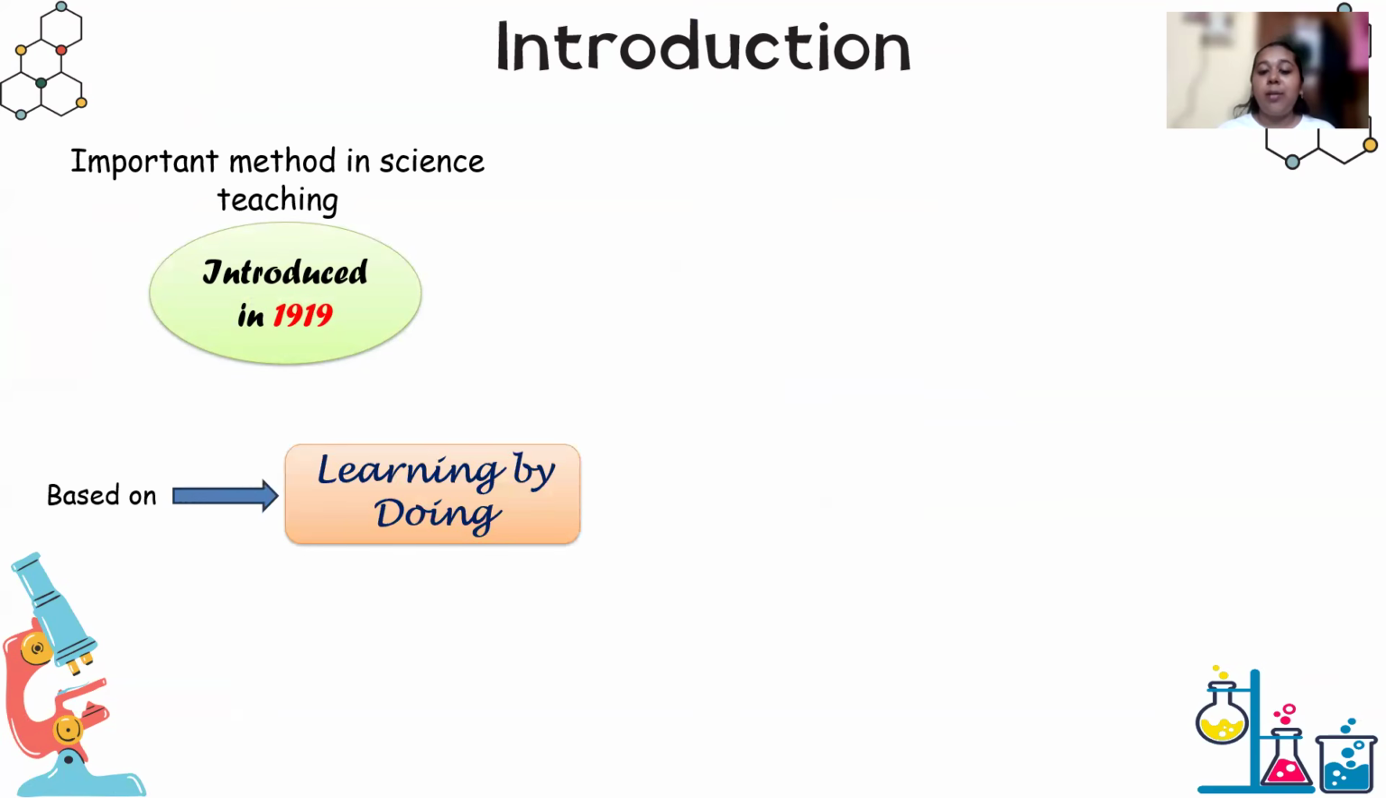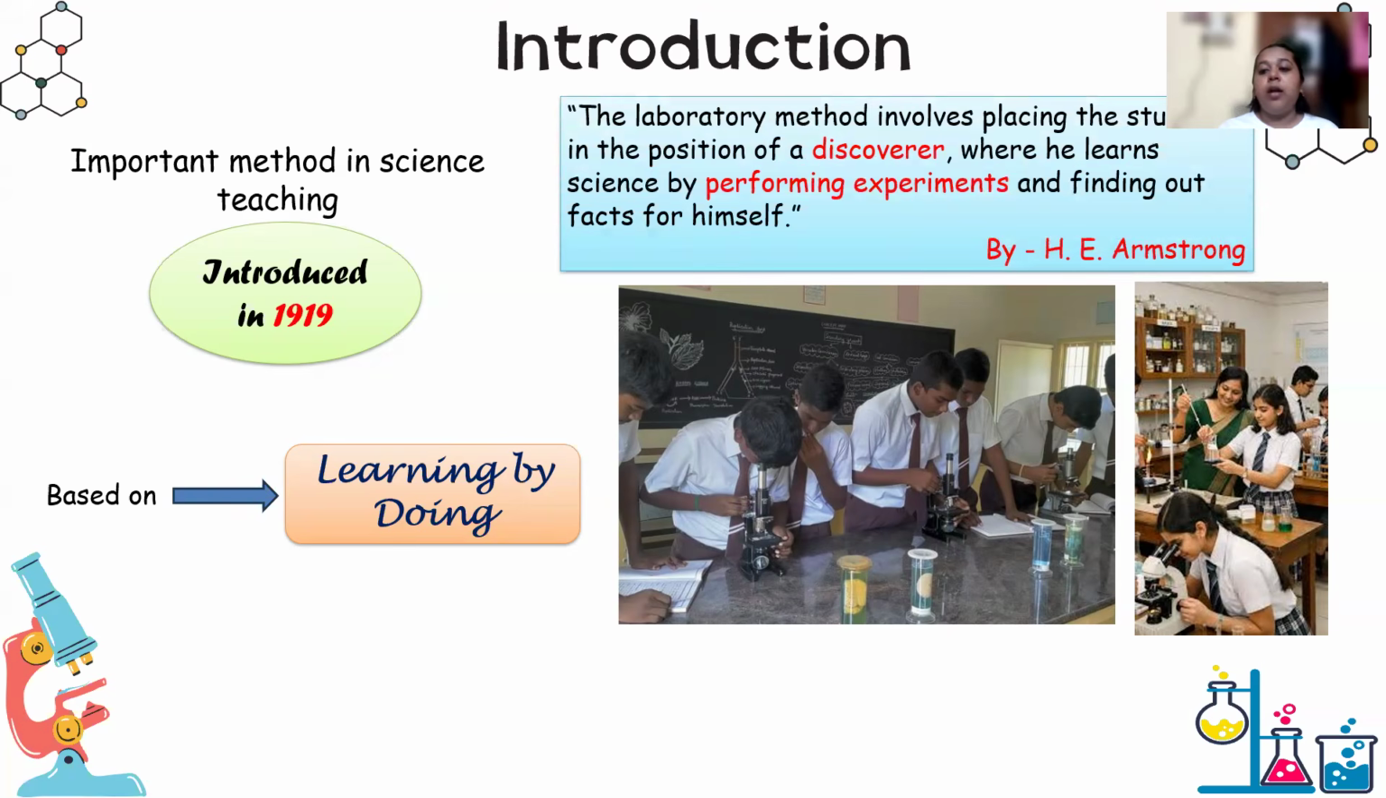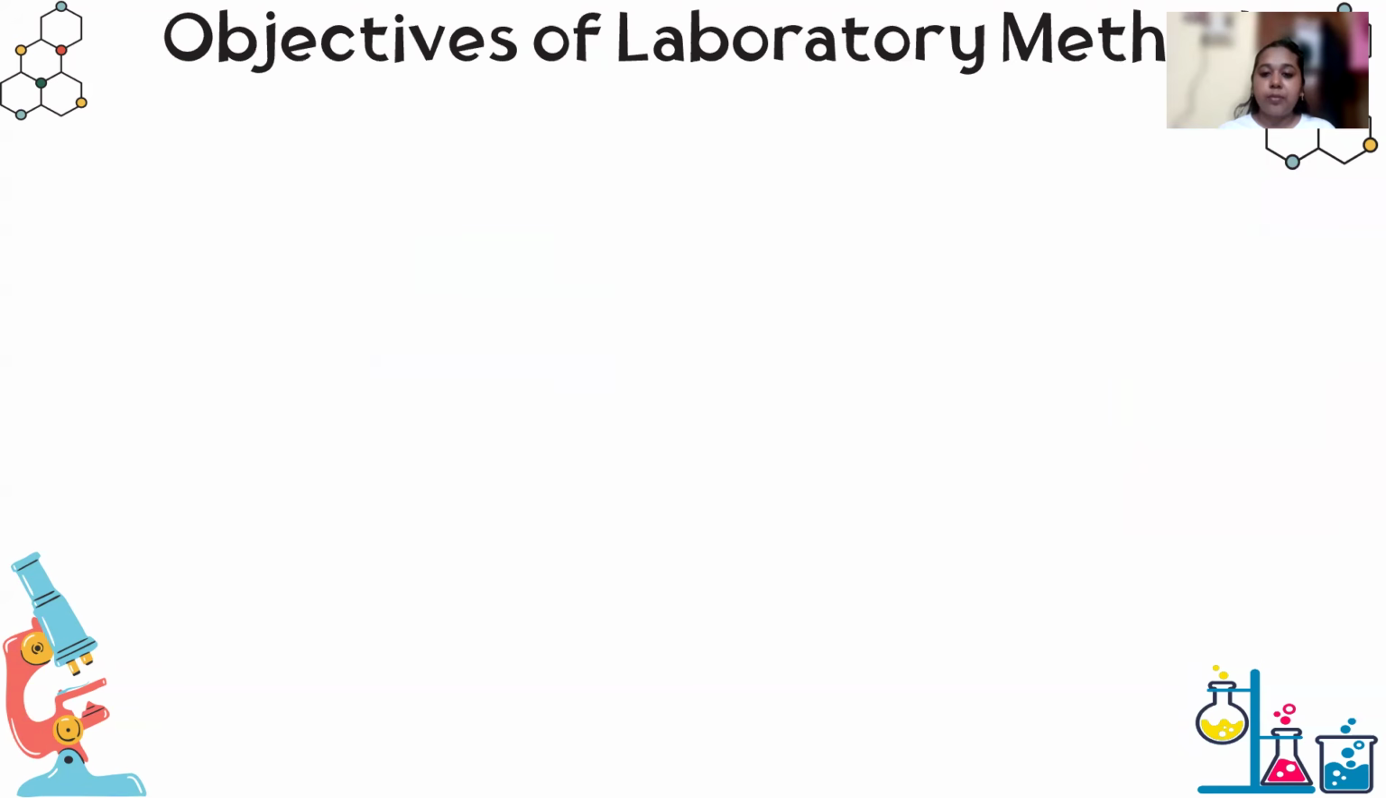It is based on learning by doing, where you can see that the students are performing experiments in the laboratory, and that is how they come to learn more clearly about the concept. There are certain definitions given. The first one is by H.E. Armstrong, who says that the laboratory method involves placing the students in the position of the discoverer, where he learns science by performing experiments and finding out facts for himself. Whereas John Dewey says that the laboratory method is a method of teaching in which learning takes place through doing and experiencing rather than through verbal instructions.